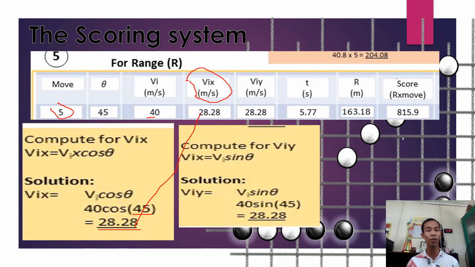After computing for the V sub Ix, similar to the V sub Iy in the height, you are going to compute for the V sub Iy, which is equal to V sine theta. V sub Iy is equal to V sub I sine theta, still 40 sine 45 degrees, and that is equal to 28.8. There it is for the V sub Iy.